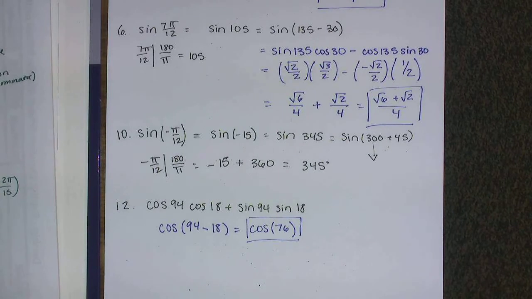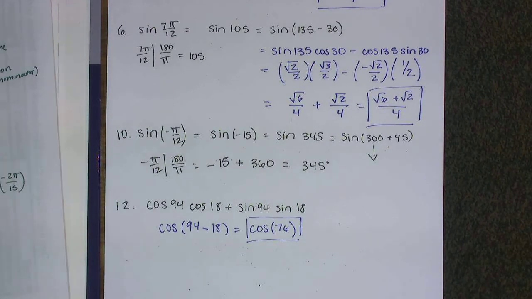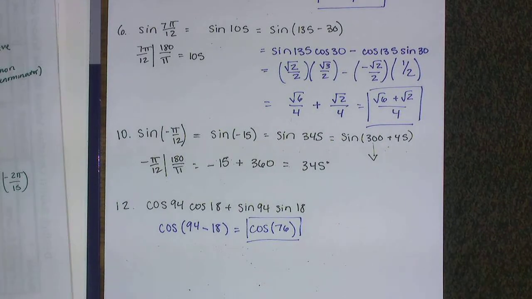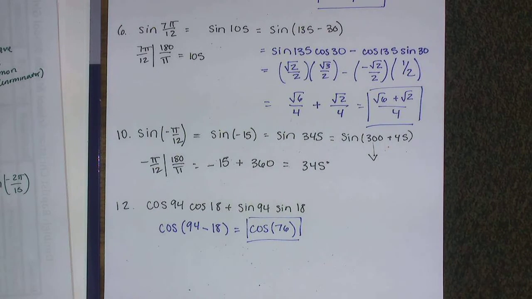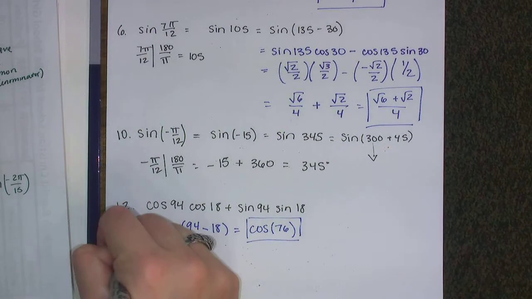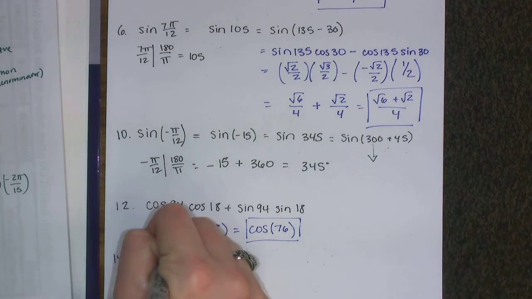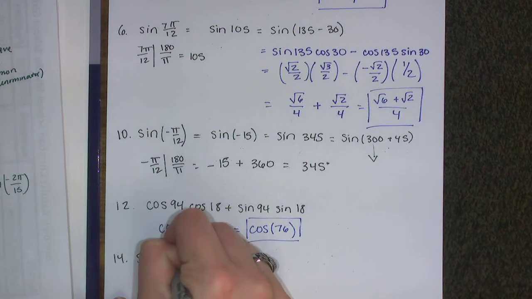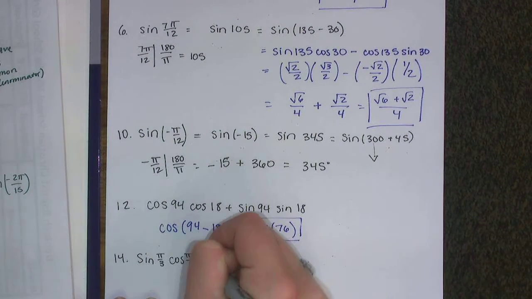Let's look at 14, I guess. So 14, we have the sine of pi over 3 cosine of pi over 7 minus the sine of pi over 7 cosine of pi over 3. Okay?